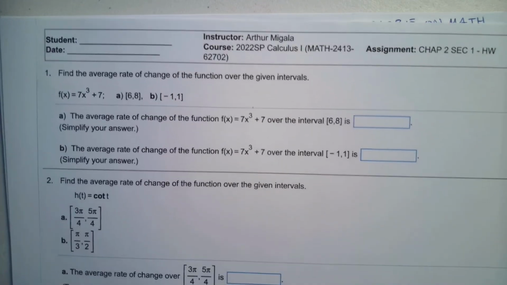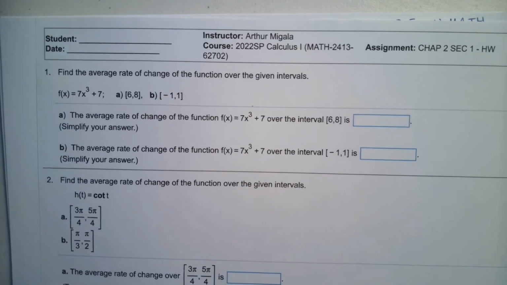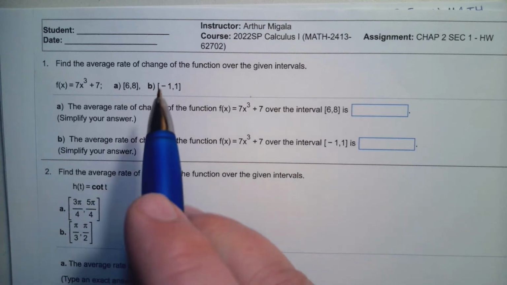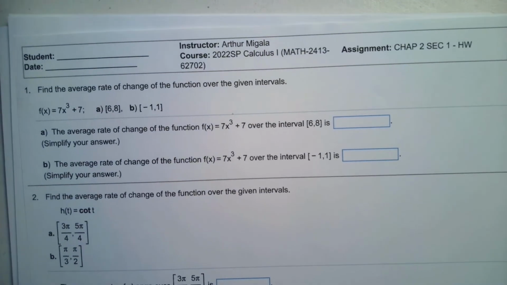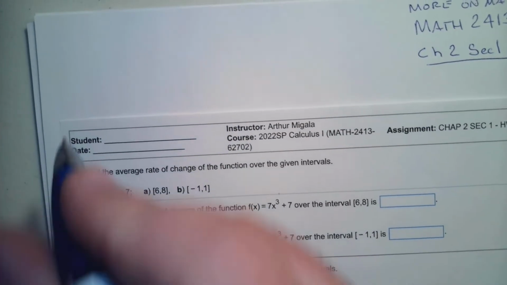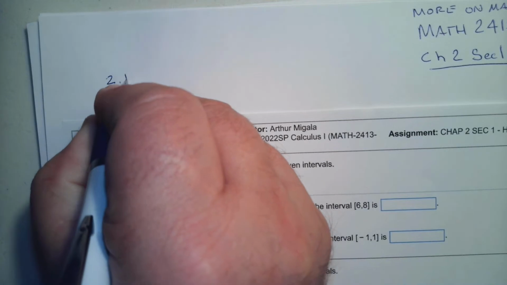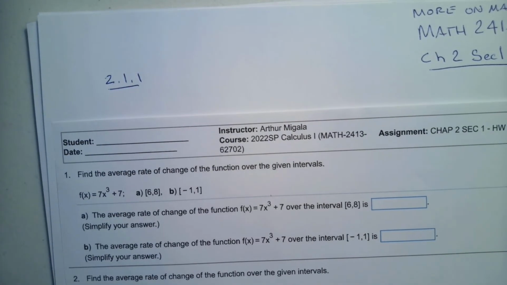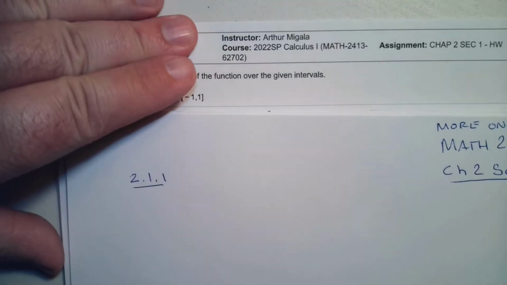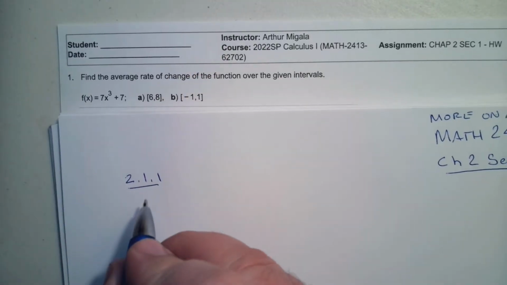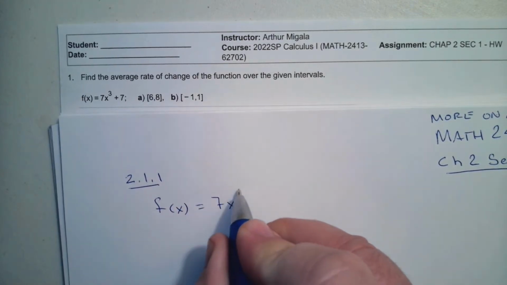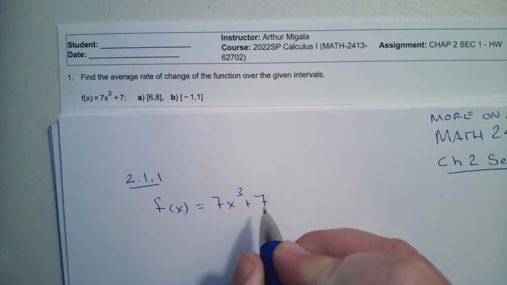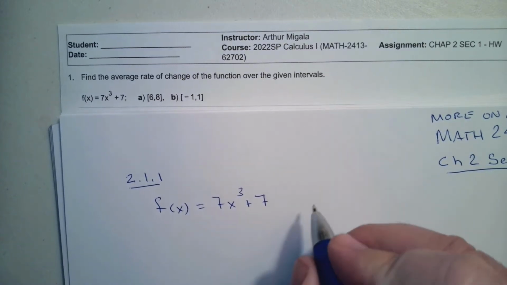Here's our first one. It says, find the average rate of change of a function over the given intervals. So for number 1, Chapter 2, Section 1, Question 1, the function is f of x equals 7x cubed plus 7. We're going to look at two intervals.